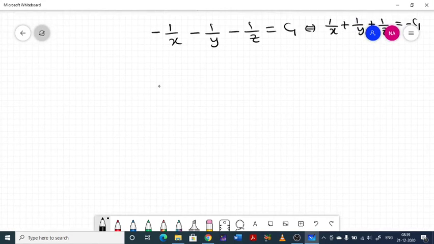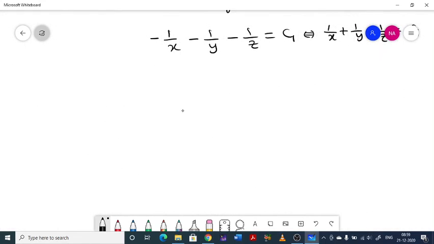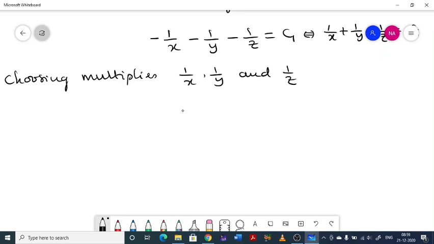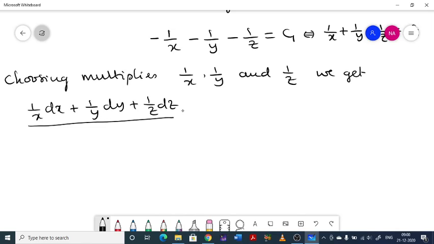Next I had to choose one more set of multipliers. So let us choose 1 by x, 1 by y and 1 by z. We get 1 by x into dx plus 1 by y into dy plus 1 by z into dz divided by x into y minus z, multiplying that 1 by x.